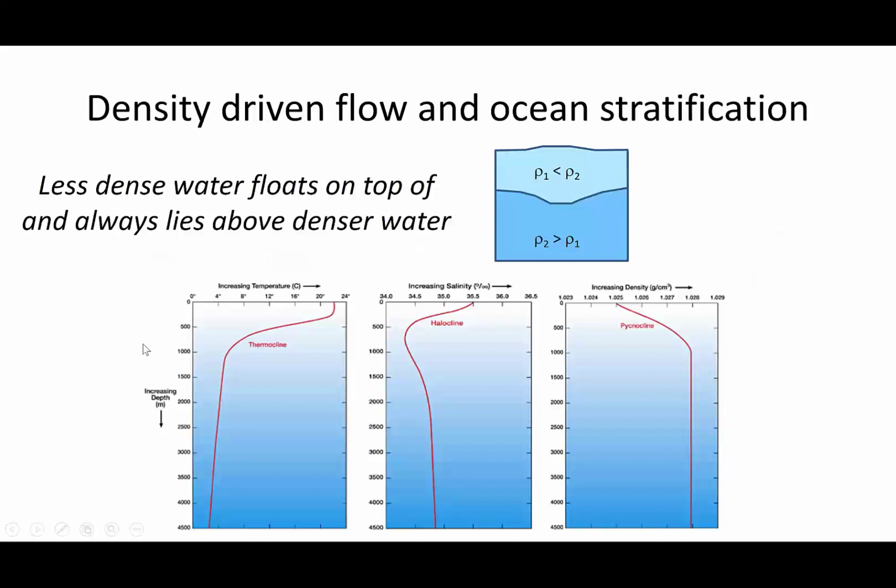Density is also an important factor for understanding current flow in the ocean, and particularly ocean stratification. We'll come back to density in another lecture, but the important point is that less dense water floats on top of denser water and always lies above denser water. So this is depicted here, where we have low density water lying above water of a higher density. Where the low density water is thicker, it will actually form a high point in the ocean.